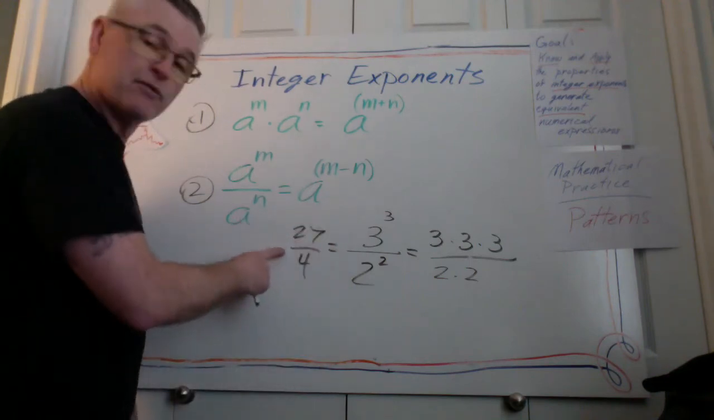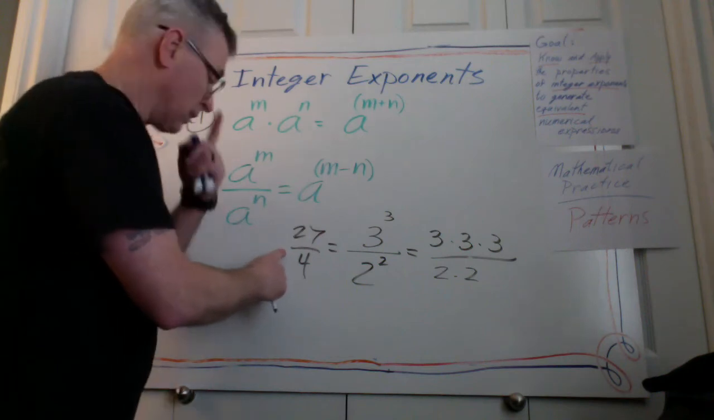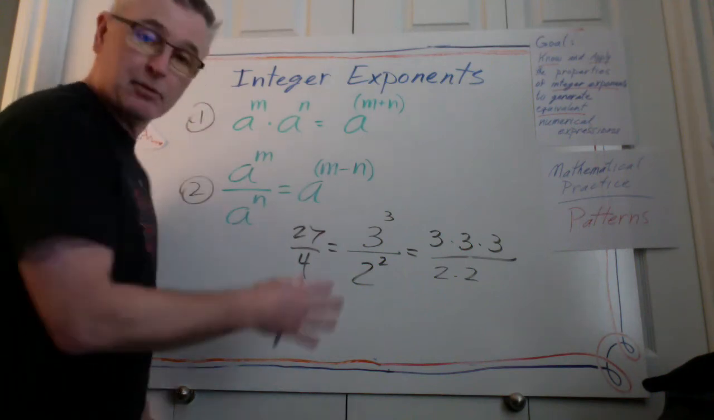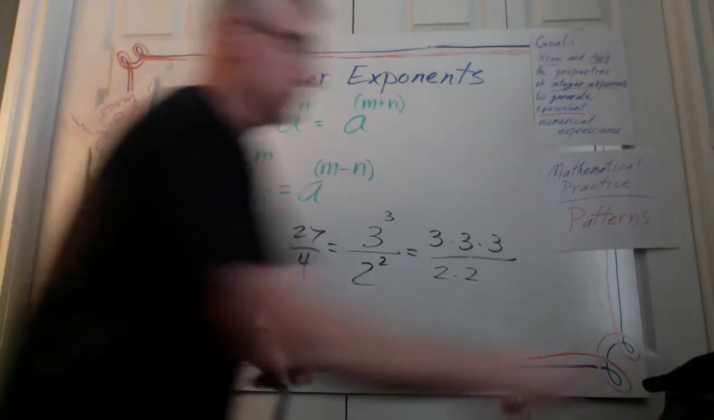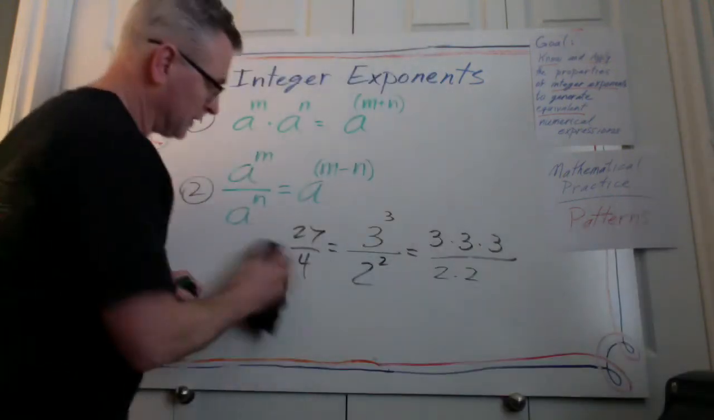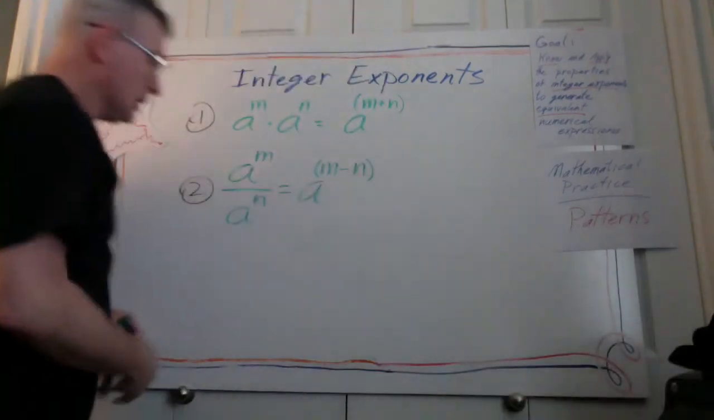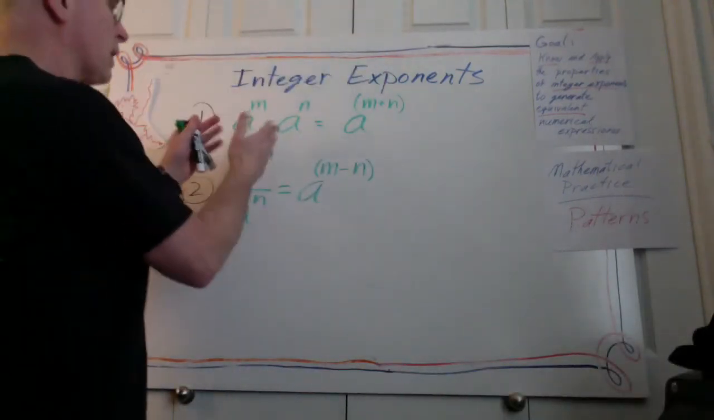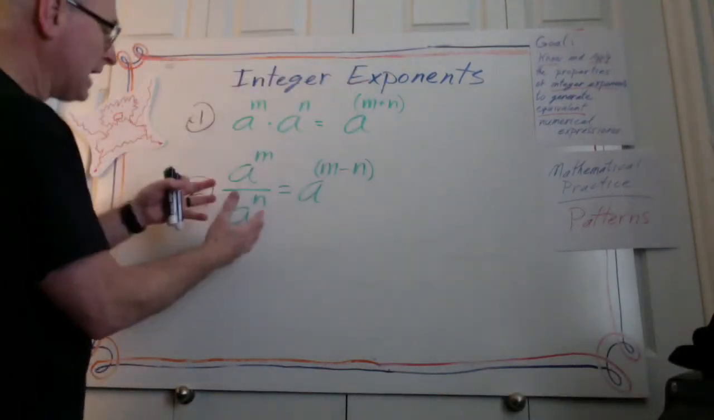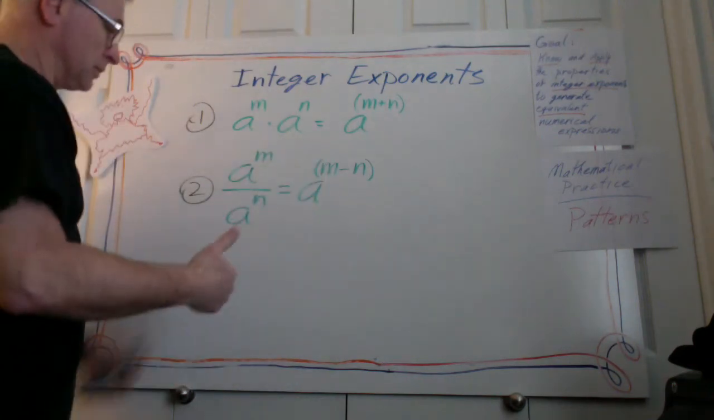This is as simplified as this gets, unless you want to be a pain in the neck and make it into a mixed number, or a decimal. But I hate some decimals, so I'd rather not, okay? So here's our second rule. If we're multiplying, add them. If we're dividing, subtract them. Pretty easy.